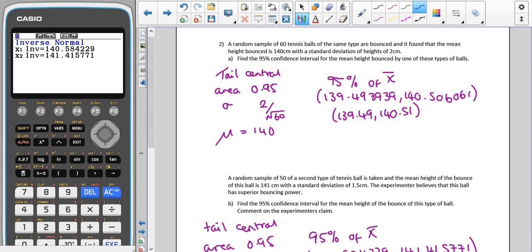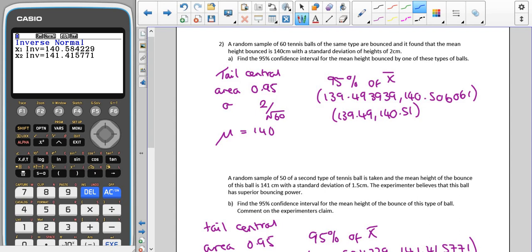So we've got our tail is central, our area is 0.95, our standard deviation is going to be 2 divided by the square root of 60, and our mean is 140, which means that 95% of our means is between 139.493939 and 140.506061. And I've rounded that to 2 decimal places.